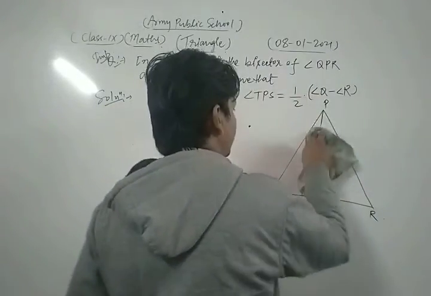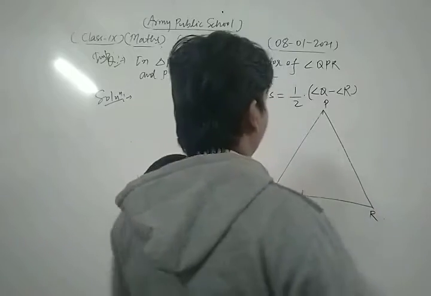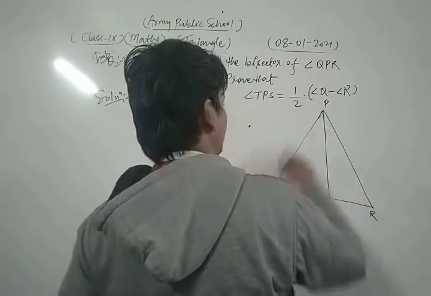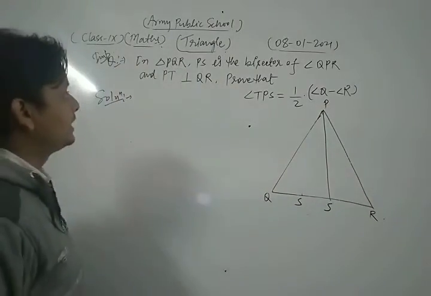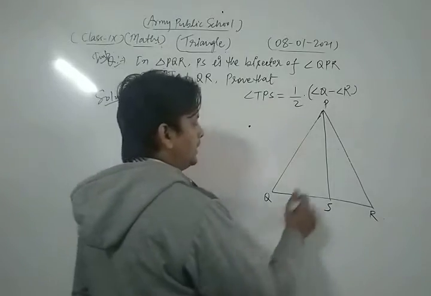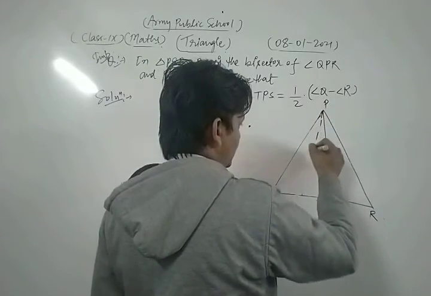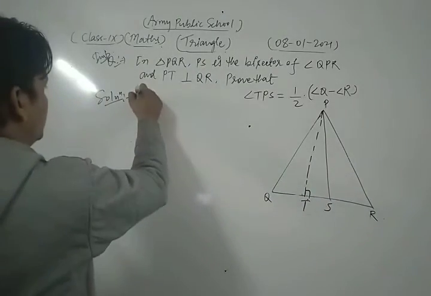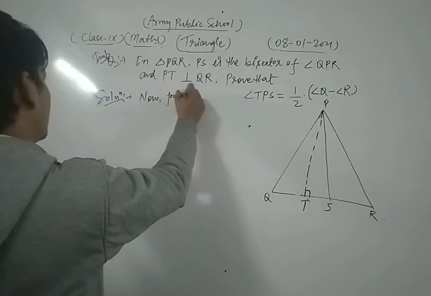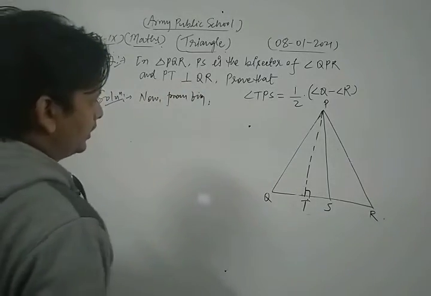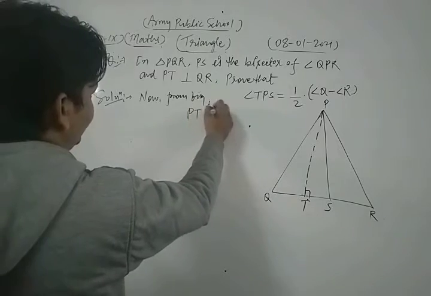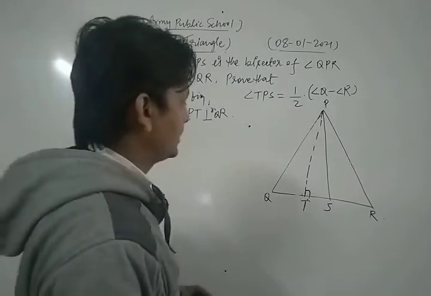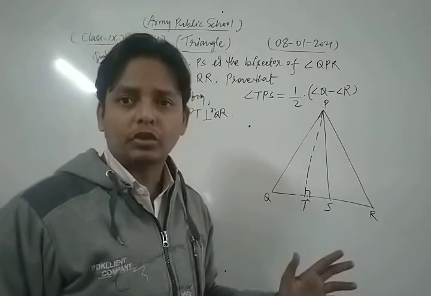We draw in this way. PS is the bisector of angle QPR, and PT is perpendicular to QR. Okay, PT. Now we draw PT perpendicular to QR. Now from the figure, PT is perpendicular to QR, and PS is the bisector of angle QPR. It is the bisector of angle QPR.